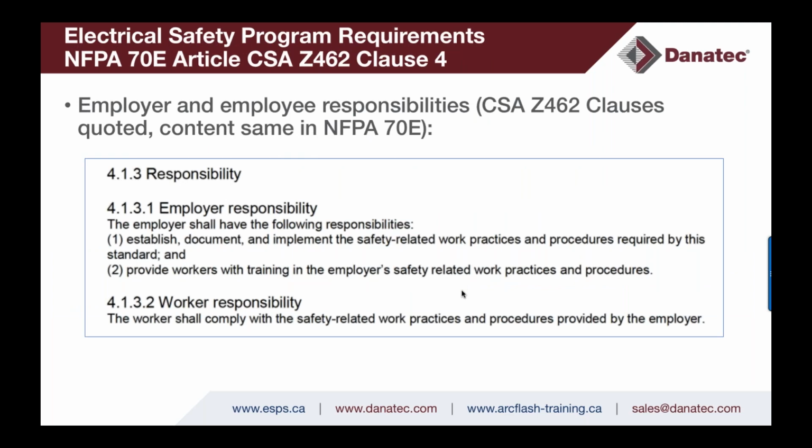So right out of Z462, as I go through this webinar, I'm going to be showing the clause numbers from Z462. The NFPA 70 article numbers will obviously be different, but the standards are still technically harmonized. As far as efficiency, I didn't include both the article numbers and the clause numbers. What you're seeing on the screen today will be the CSA Z462 clause numbers, but technically harmonized, so the text and the content that I'm discussing is the same in NFPA 70 as it is in Z462.